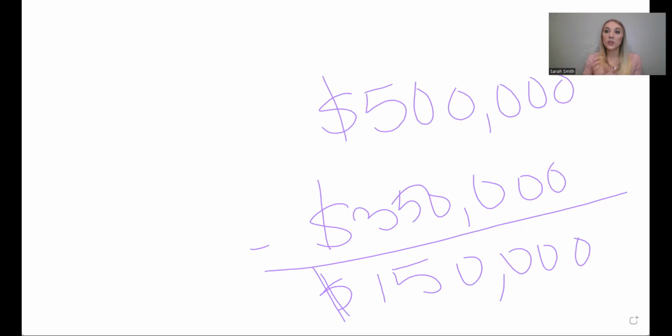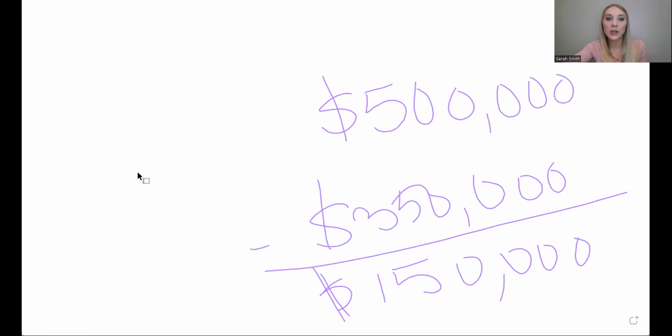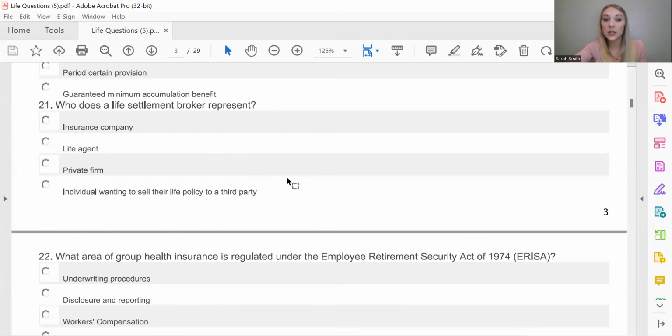So the answer to that question is an individual wanting to sell their policy to a third party, right? That's who a life settlement broker is going to represent, you wanting to sell your policy that you need the money for to that third party company. They're the broker in the middle.